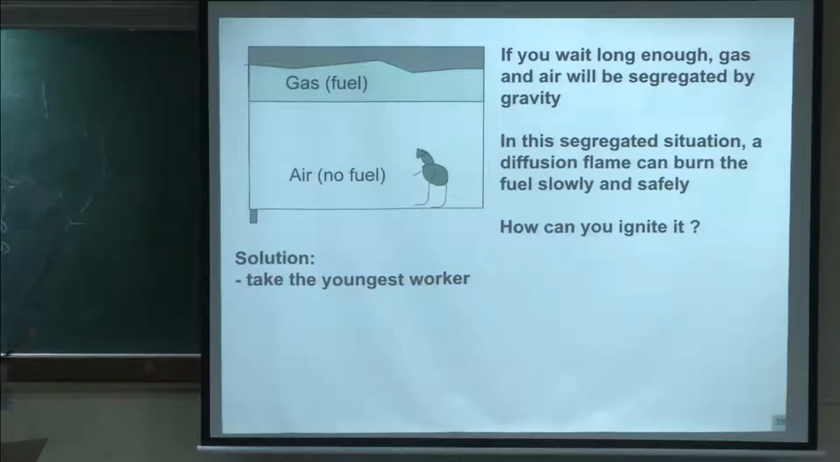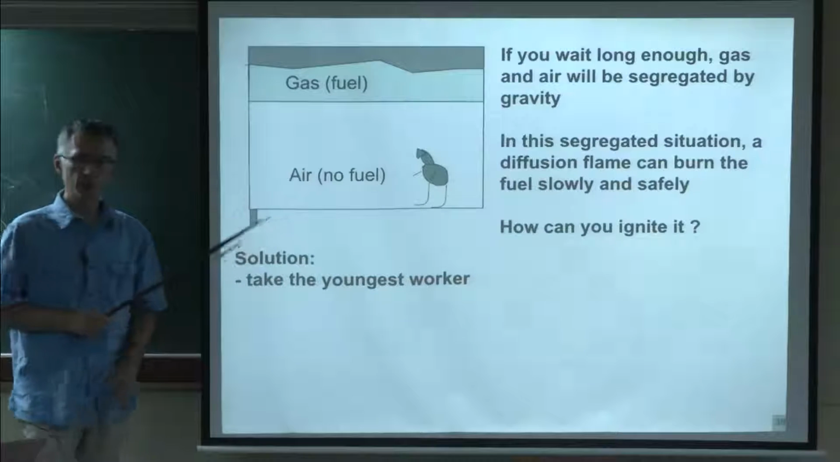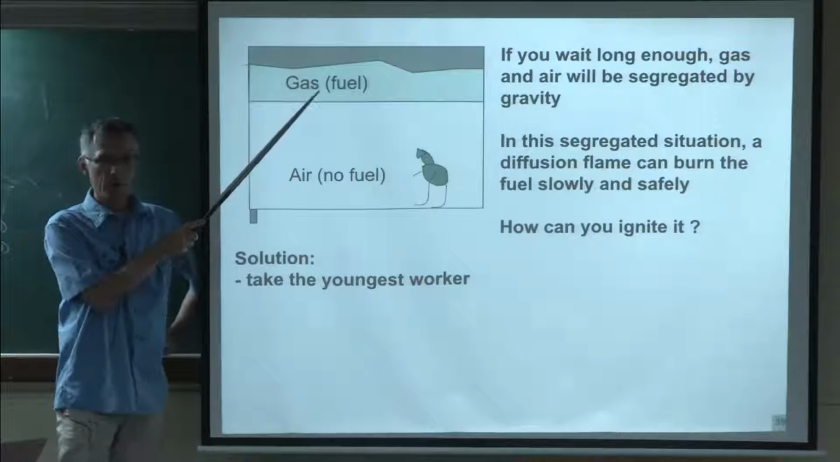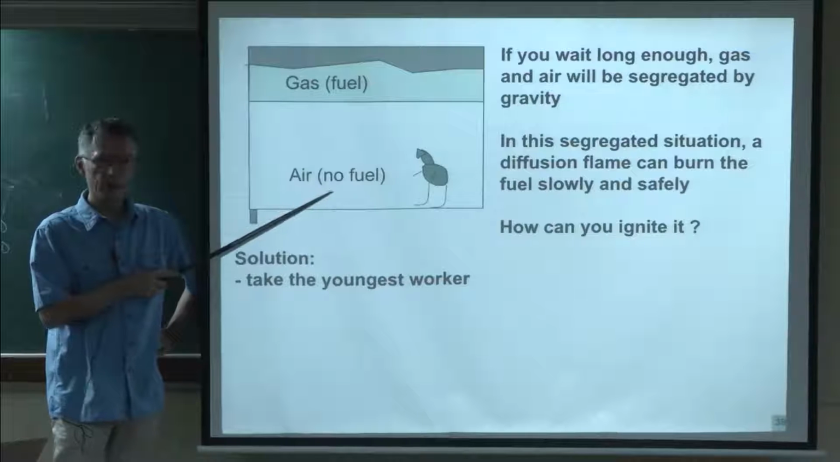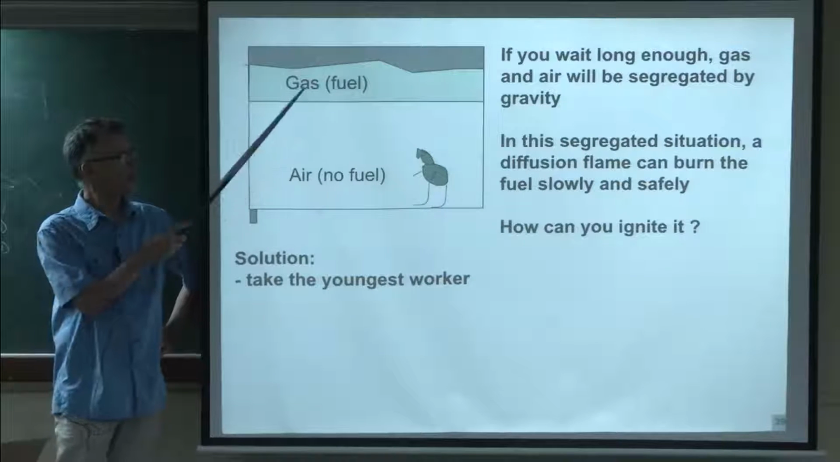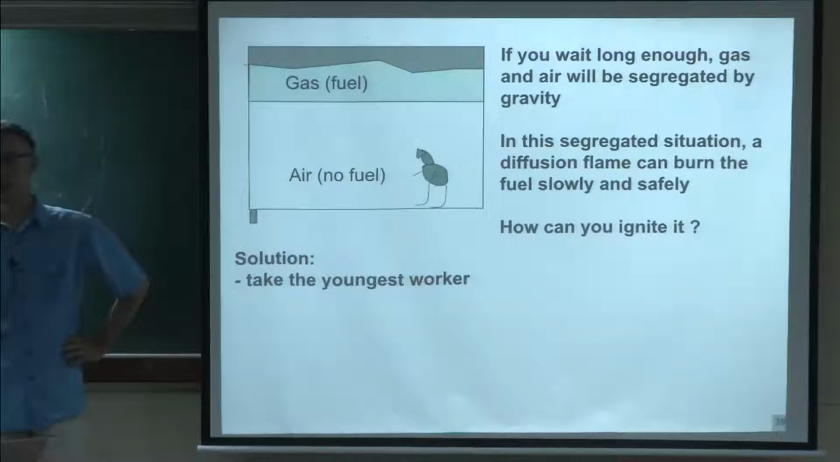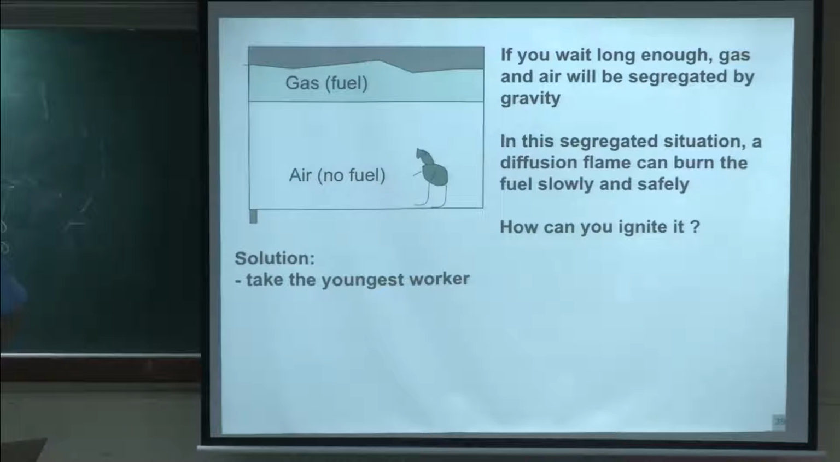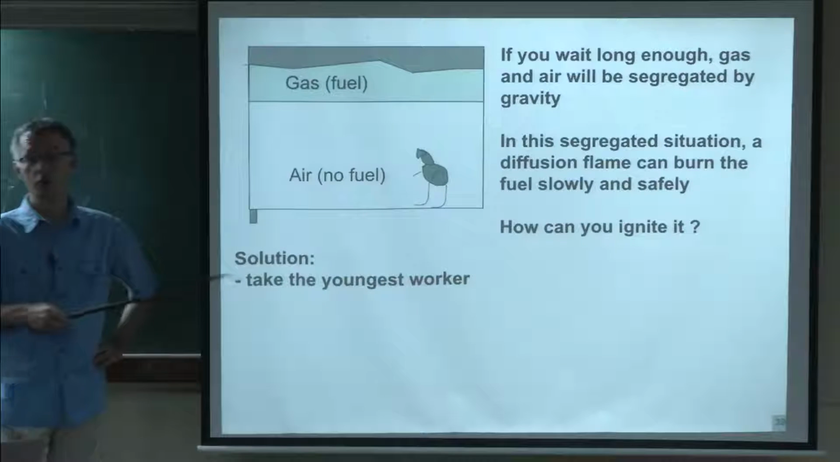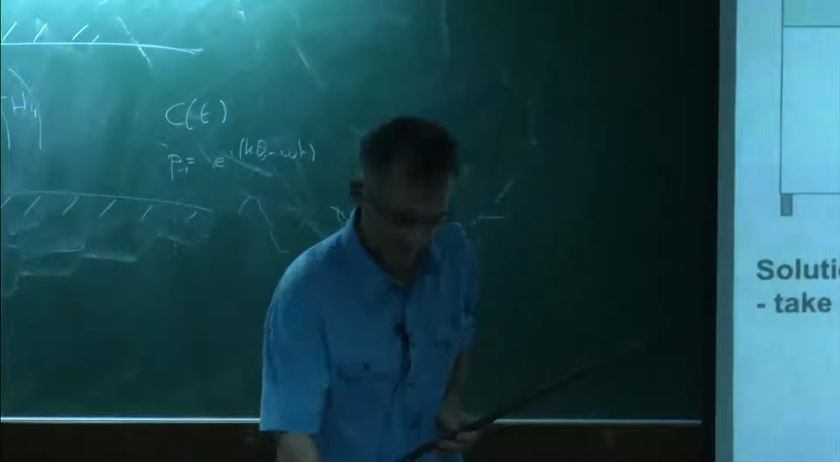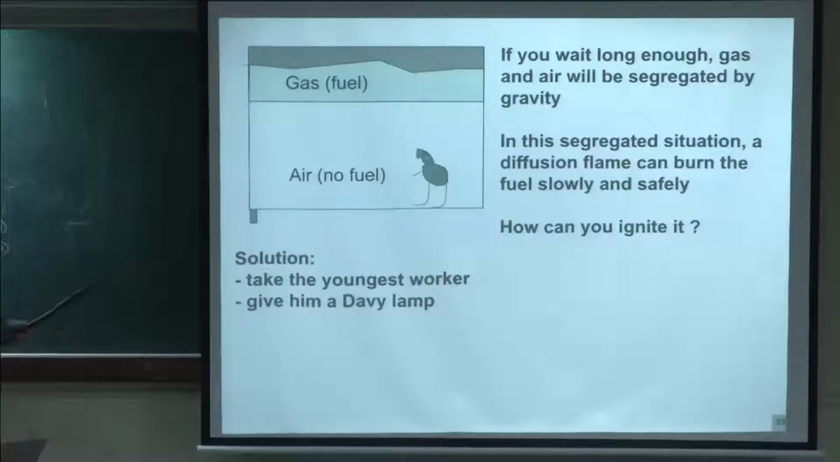So you still have a problem. If you know that you have fuel on top here, you have air on the bottom, so you have fuel and oxidizer. You need an ignition source, okay? But everyone is out of the mine. Everyone is on top waiting. So you need to find someone to go down and ignite this thing. So how do you do it? Well, you take the youngest guy usually, because he doesn't know about this thing. And you give him a Davy lamp.